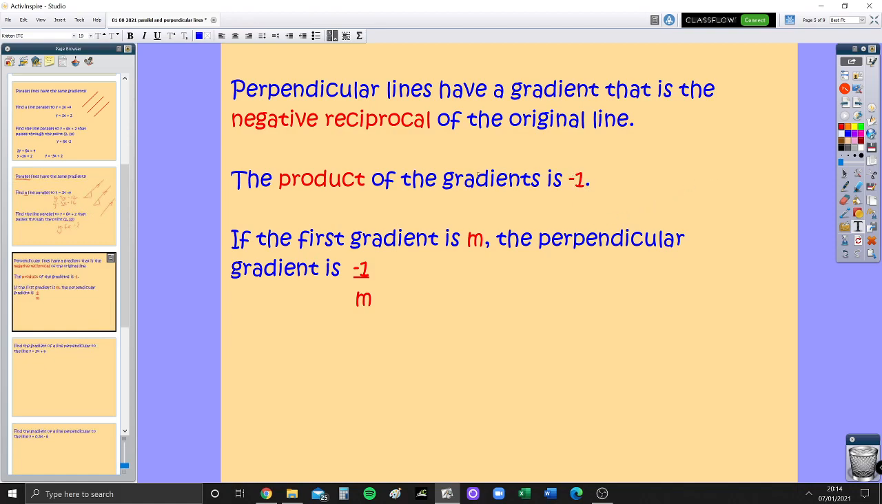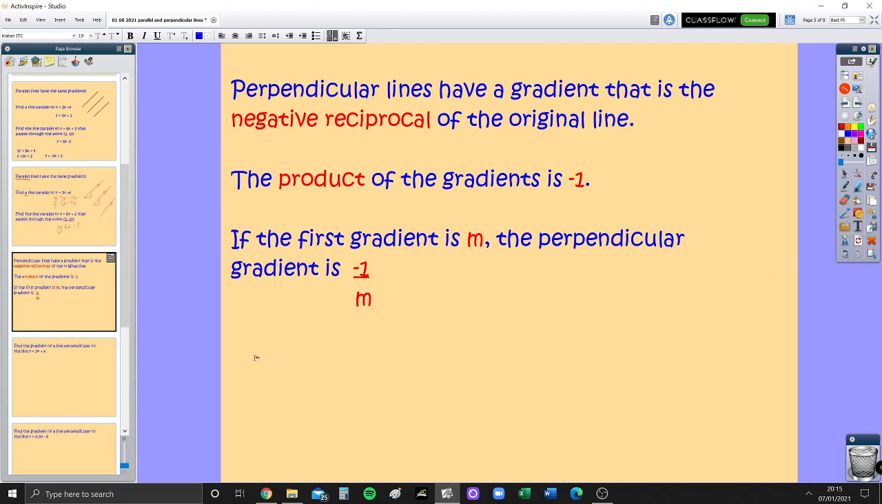That's a nice test if you're asked to prove that two lines are perpendicular. Maybe times the gradients together and show that it's -1. And then there's an algebraic way of writing that as well. If the first gradient is m, then the perpendicular gradient is -1 over m. And that's kind of just a rehash of the first one, the negative reciprocal of it.